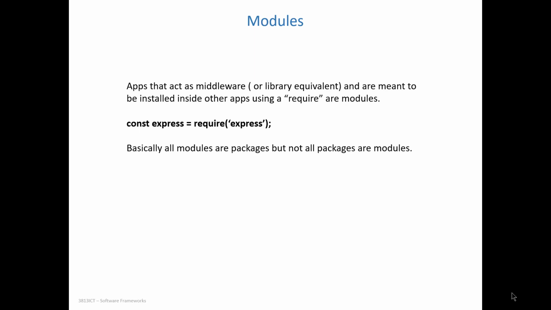A module encapsulates related code into a single unit. A module is contained in a single file. Modules export an object of methods that can be used in an app. A module is imported into your app using the require keyword. As we can see in this example, we would be including or requiring this express module and then saving that into a variable for use later on, and we can then use express dot some particular method to access the methods for that particular module.